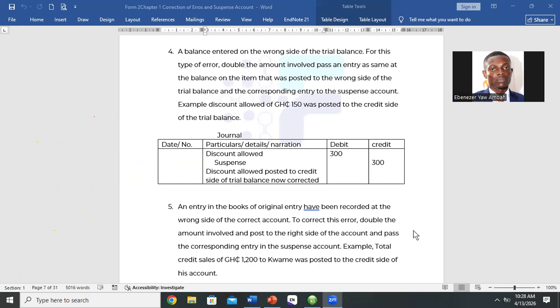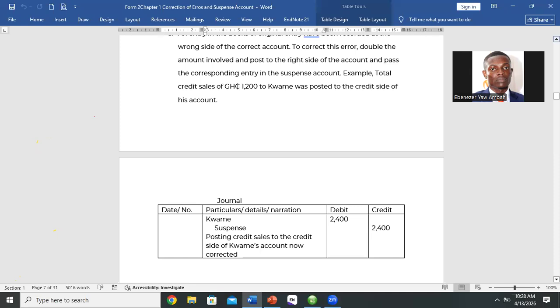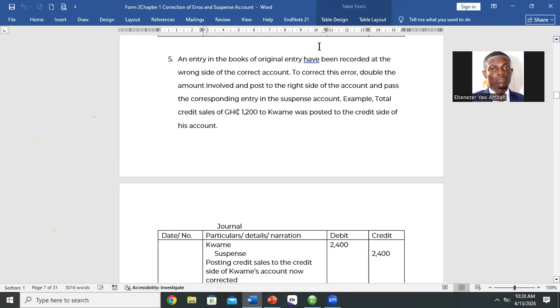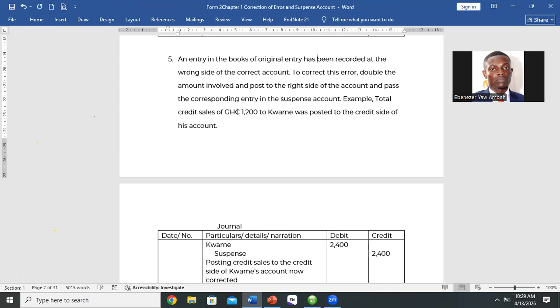Let's go to error number 5. Error number 5. So what is error number 5? Error number 5 says that an entry in the books of original entry has been recorded at the wrong side of the correct account.